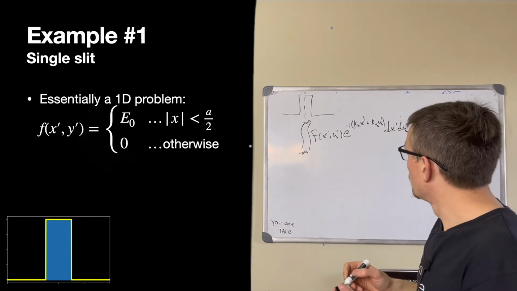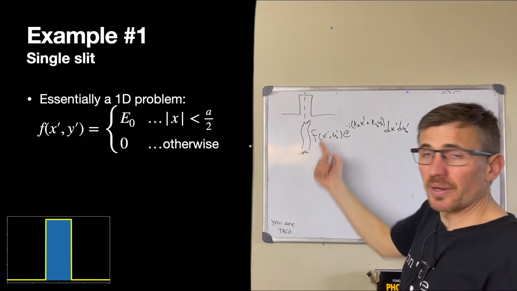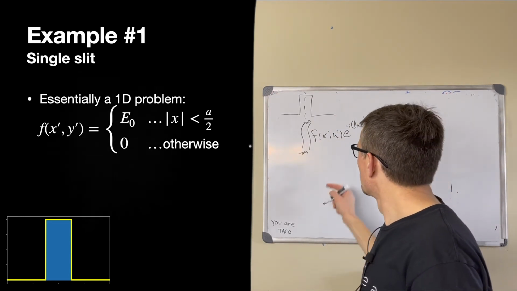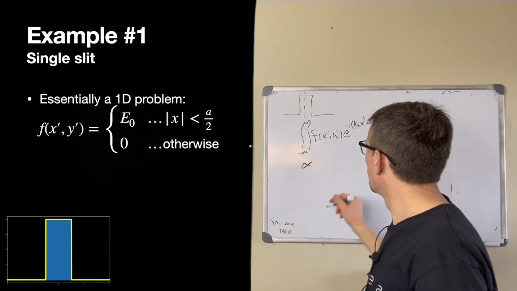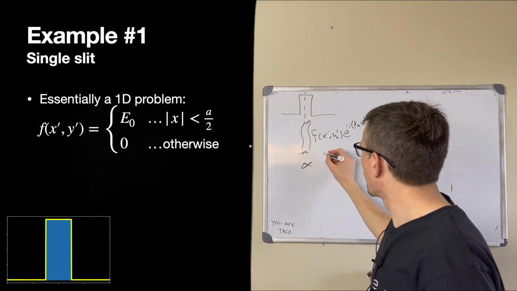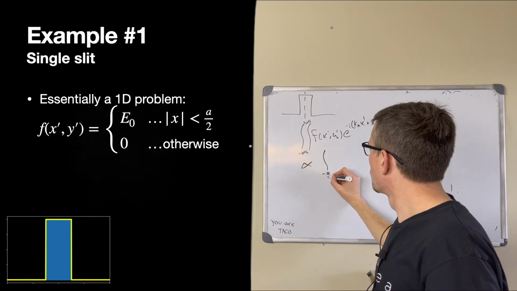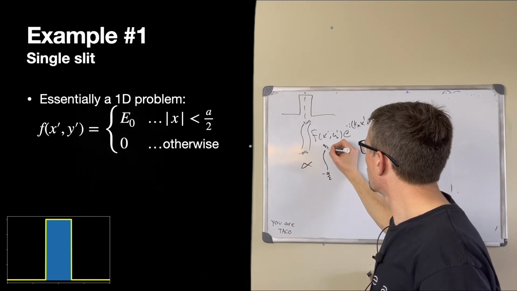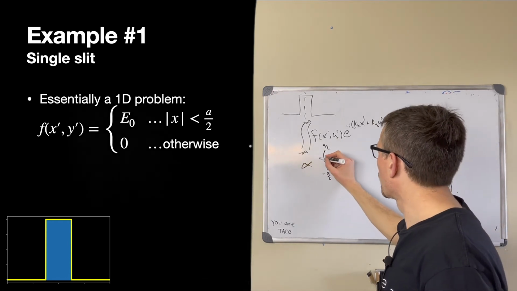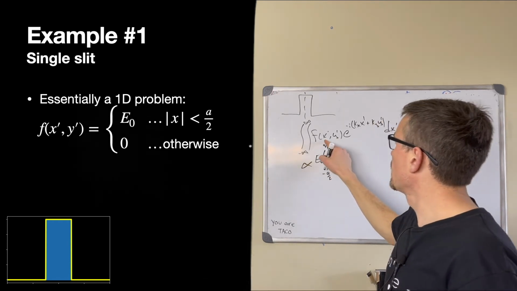All right, so the y's are going to integrate out. It's going to give us a constant out front. That's what that normalization did for us. So this is going to be directly proportional to the integral of this thing, and that's 0 almost everywhere except for a small region. So minus a over 2 to a over 2 of just 1, or E naught, we'll call it, whatever the intensity is here.